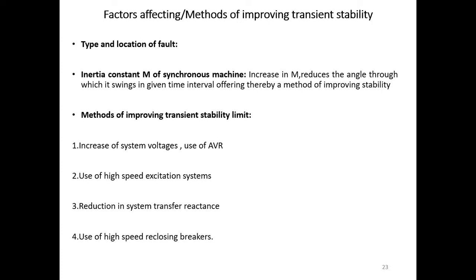Methods of improving transient stability are, first one is the increase of system voltage or use of AVR. So what is the meaning of the term AVR here? AVR is nothing but automatic voltage regulator.